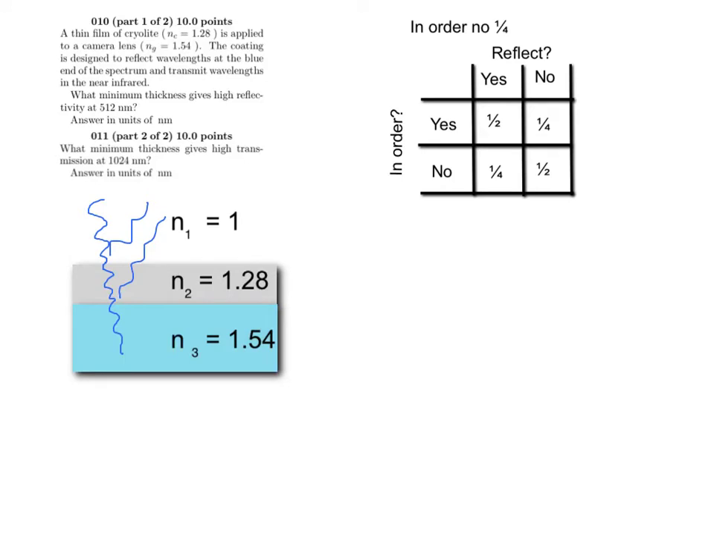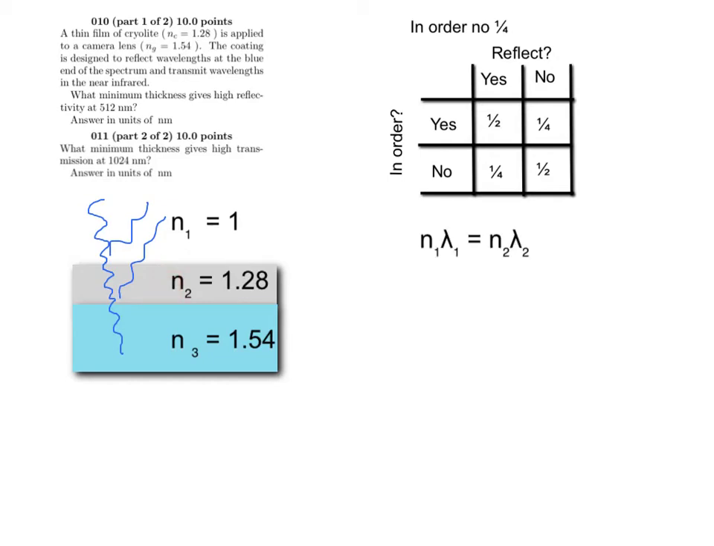Now, if you remember, our phrase is in order, no quarter. So if they are in order, which I just determined, this is where we are. Yes, it's in order. So a half will reflect and a quarter wavelength will not reflect. What I'm looking for is I want it to reflect wavelengths, high reflectivity at 512 nanometers. So I'm looking for yes reflect. That means I want a half wavelength. I want this thickness of the coating to be 1/2 wavelength. So I need to know the wavelength of the light here in the coating.